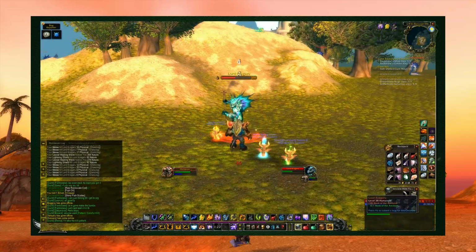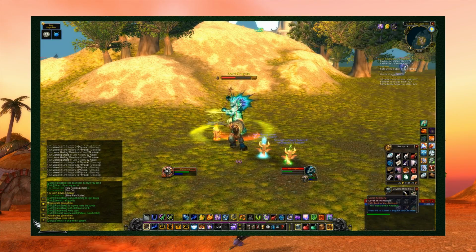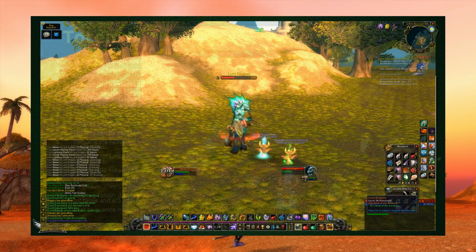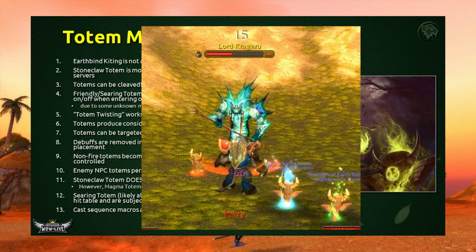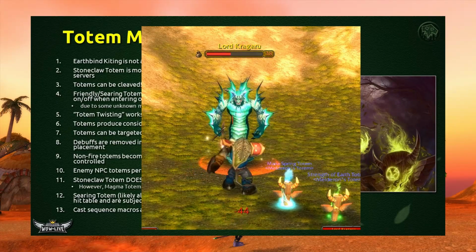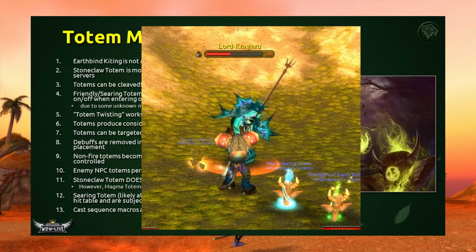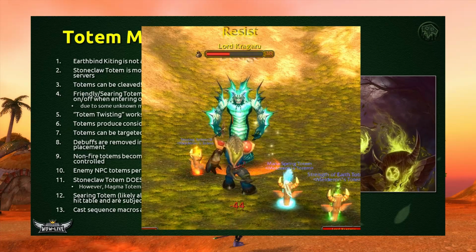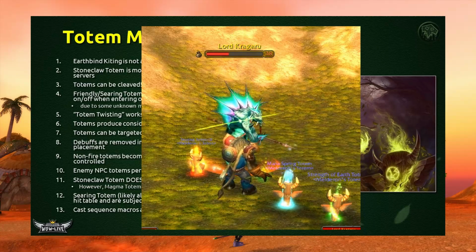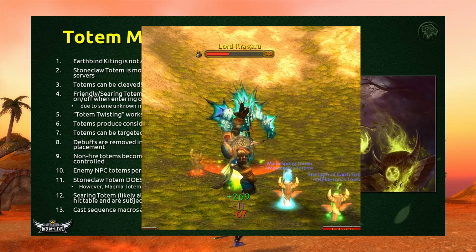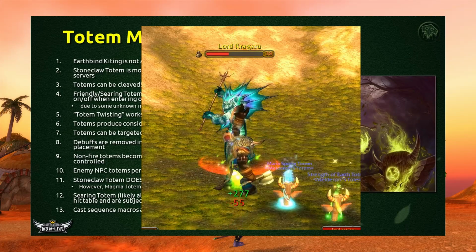Another really interesting thing is that totems can be cleaved. Now originally in the Classic WoW beta, all AoE effects killed totems, and that was hard to deal with, but that was fixed. However, cleaves do kill totems. So say you're fighting a warrior, for some reason he cleaves you. If you're standing near a totem, the cleave will hit the totem as well and kill it. So it's something to keep in mind. There are some NPCs that also cleave, so if you are dealing with an NPC that cleaves, just know that your totems are going to get cleaved as well.